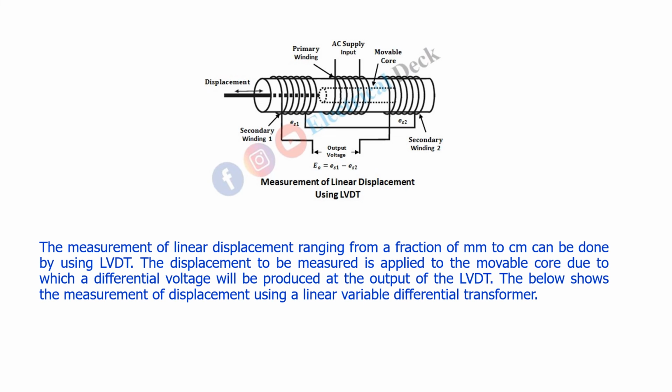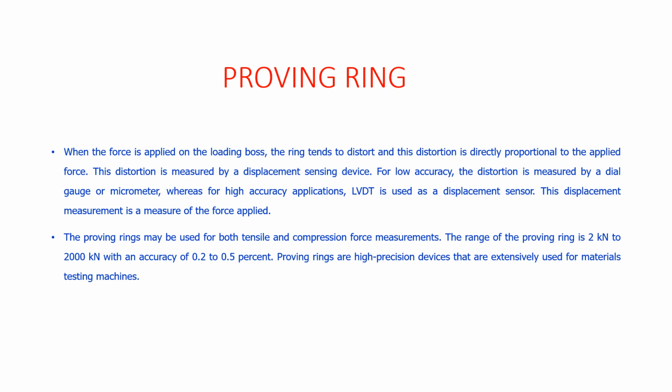When the force is applied on the loading boss, that is at both the top and bottom ends, the ring tends to distort, and this distortion is directly proportional to the applied force. This distortion can be measured by using this LVDT.